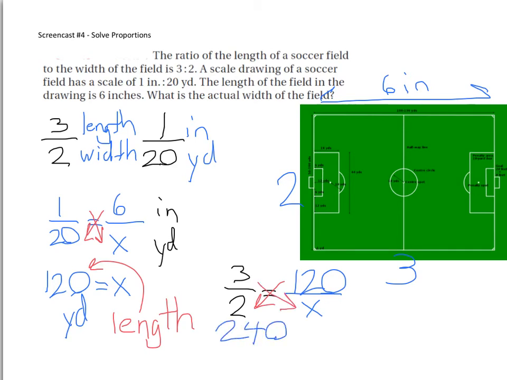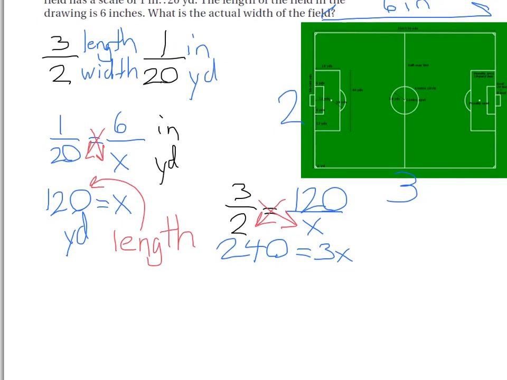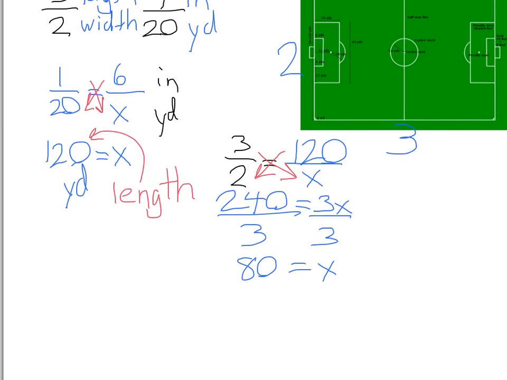3 times x, it's not so bad, 3x. And then, of course, to continue our calculations simply means to divide both sides by 3. And 240, well, if you can do 24 divided by 3, you can do 240 divided by 3. 24 divided by 3 is 8, so 240 divided by 3 is, of course, 80. That is x in this case. Now, you could have used x, y, z. It doesn't matter which variable you used.